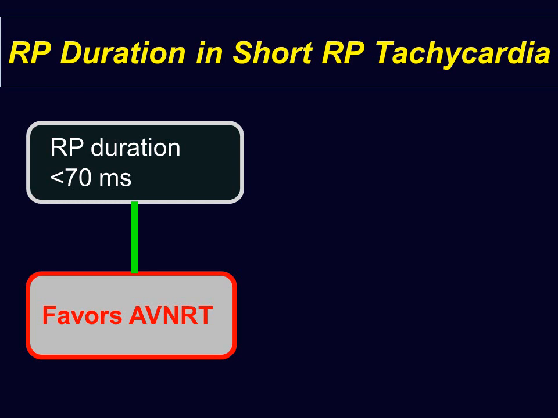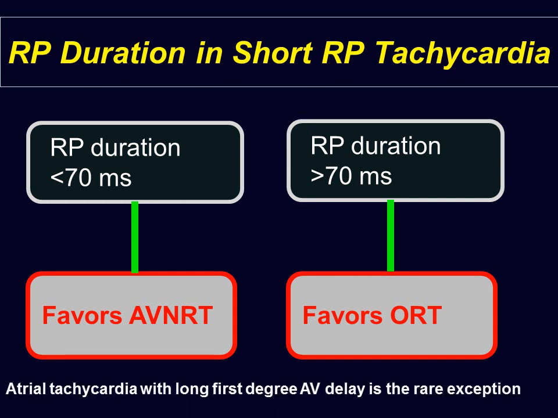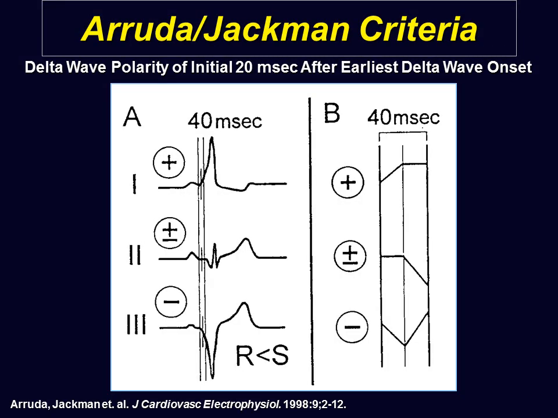If the R to P duration is less than 70, meaning less than 2 boxes on surface ECGs, it favors AV node reentry. If the R to P duration in a short RP tachycardia is slightly longer than 70, it favors orthodromic reciprocating tachycardia. Now, atrial tachycardia with long first degree block is an unusual cause, but if the P wave is upright in 2, 3, and AVF, it makes it unlikely that it is due to AV node reentry. It makes it nearly impossible for AV node reentry, and very unlikely even an accessory pathway.